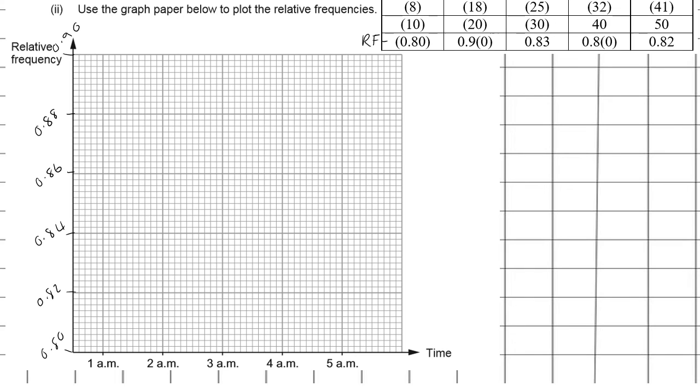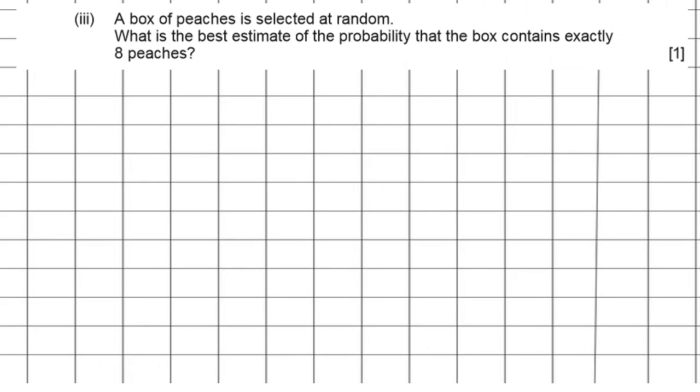Okay, so at 1 a.m. 0.8, at 2 a.m. it was 0.9, at 3 a.m. 0.83, then 0.8, then 0.82. I'll draw this with a ruler. This is what it looks like. And our last question: a box of peaches is selected at random. What is the best estimate of the probability that the box contains exactly 8 peaches? So therefore the answer is 0.82.